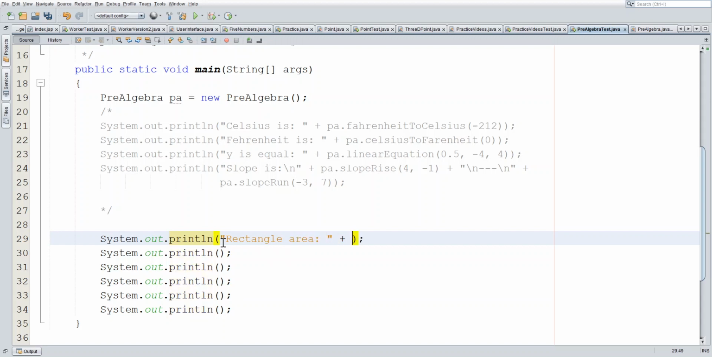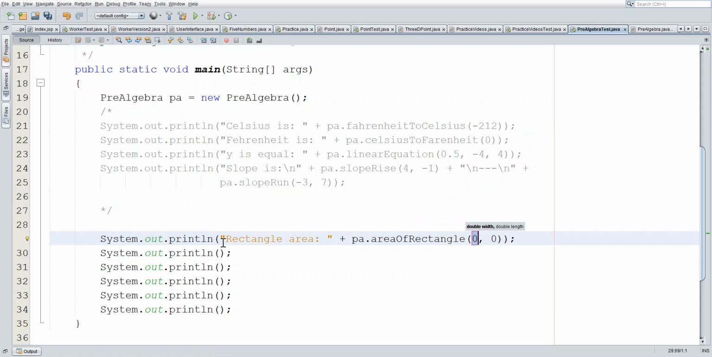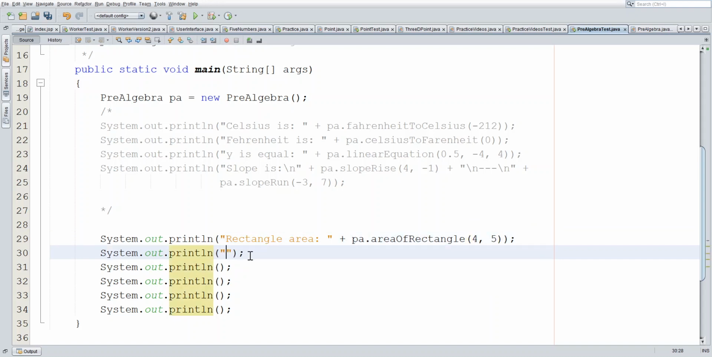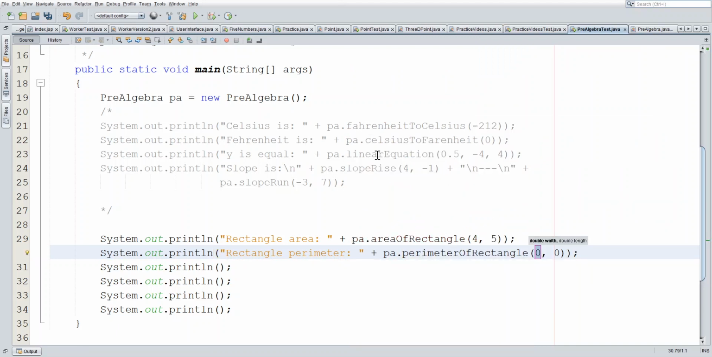And then we're going to concatenate, and we're going to call our object, which is PA. And we're going to do area of a rectangle. So let's go ahead and pass 4 and 5 into the values of length and width. Next we did the perimeter, right? So rectangle perimeter. And then we're going to concatenate, and we're going to call our value. And this one should be perimeter of rectangle. And we're also going to pass a 4 and a 5.